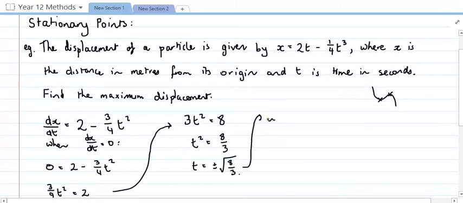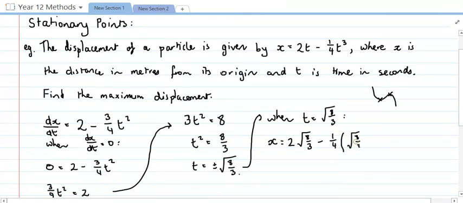displacement is. So when t equals the square root of 8/3, I can sub that into my original equation to get the displacement. So x equals 2 times the square root of 8/3 minus 1/4 times the square root of 8/3, all cubed, which isn't a particularly nice answer.